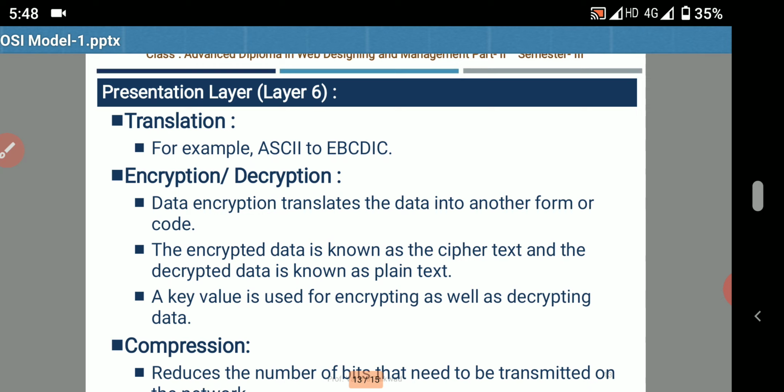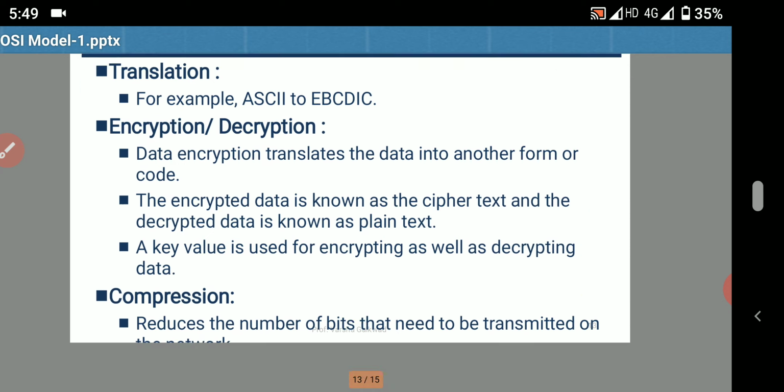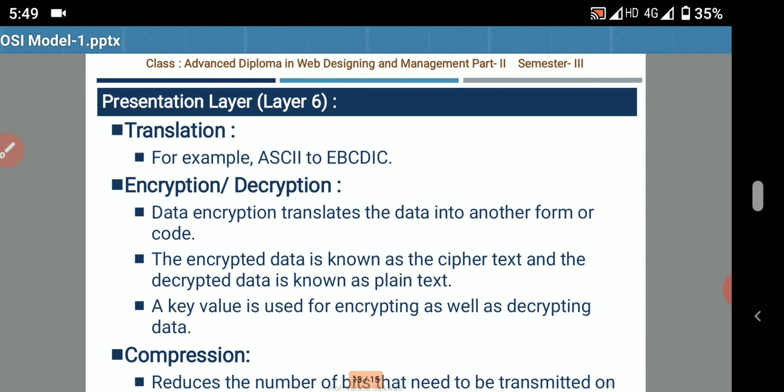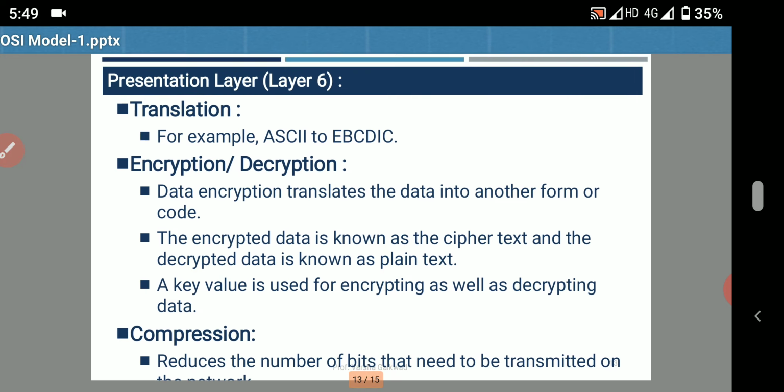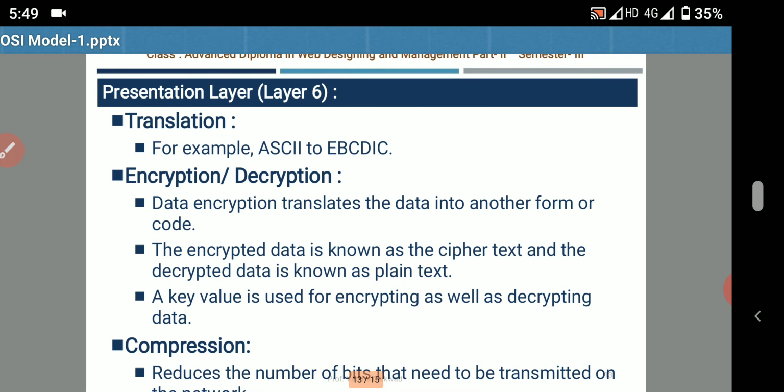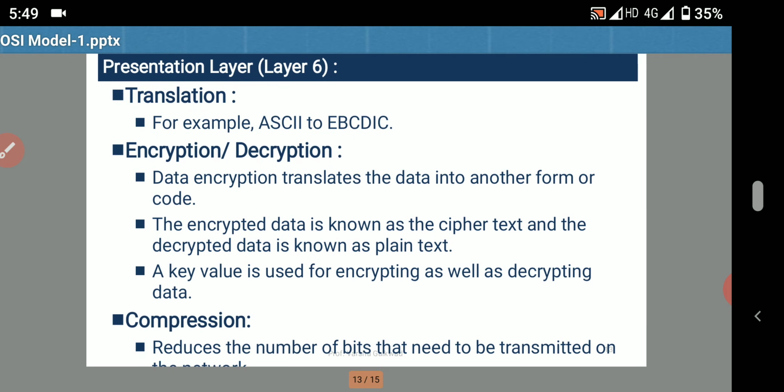Translation, for example, ASCII to EBCDIC. Next is encryption, decryption. Data encryption translates the data into another form or code. The encrypted data is known as the ciphertext and the decrypted data is known as plain text. A key value is used for encrypting as well as decrypting data. Compression reduces the number of bits that need to be transmitted on the network.